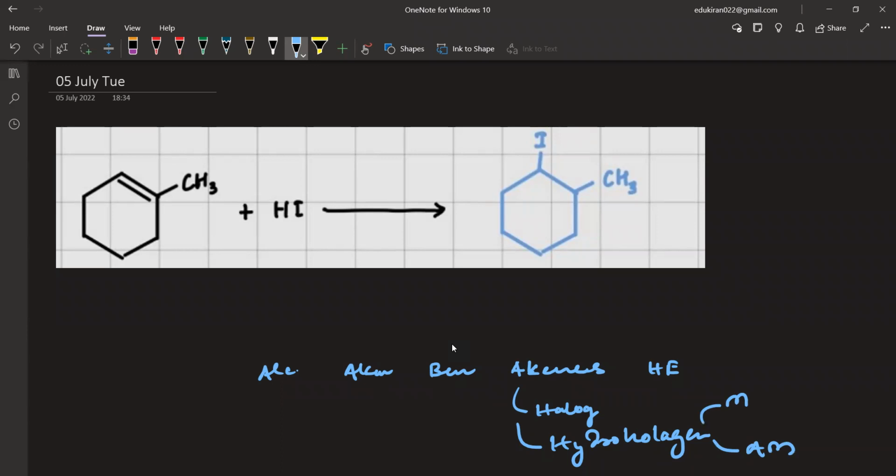So the negative part will be added on which carbon? The carbon having less number of hydrogens. Okay, so now you have to tell me. This red carbon has how many hydrogens? One. One hydrogen. And this blue carbon has how many hydrogens? It doesn't have hydrogen. Zero. So this I will be added on which carbon, tell me? Red or blue? Blue one. Blue one, right? So this will be your answer.